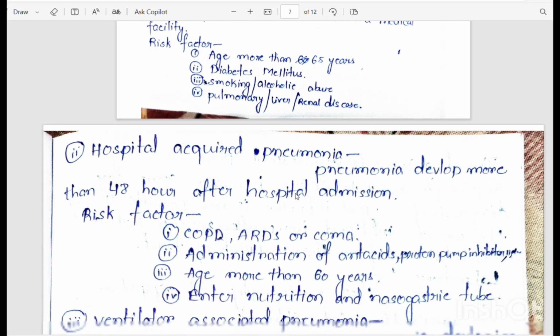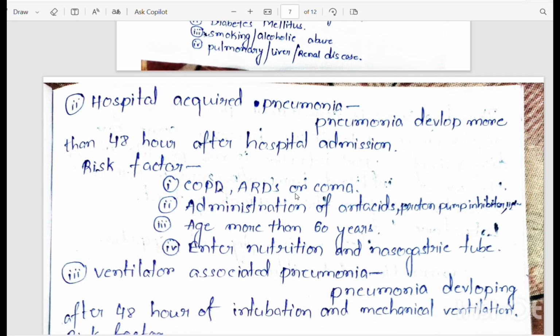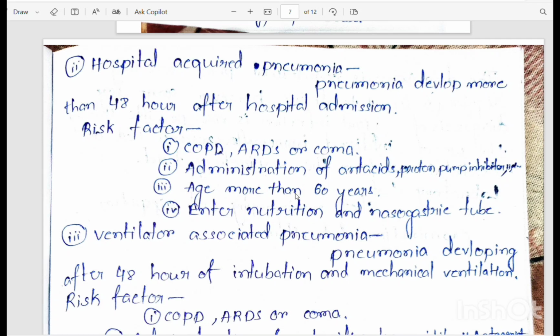The second one is hospital acquired pneumonia. Pneumonia that develops more than 48 hours after hospital admission. So hospital acquired pneumonia takes place in a person who has been admitted in the hospital for more than 48 hours. It is a very dangerous type of pneumonia.